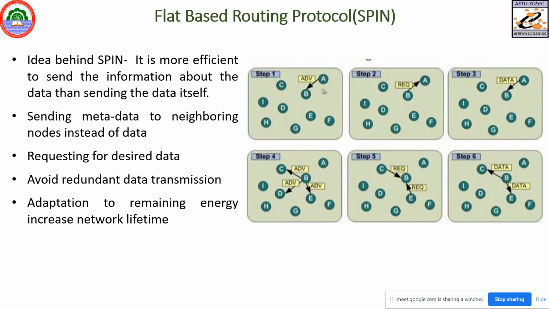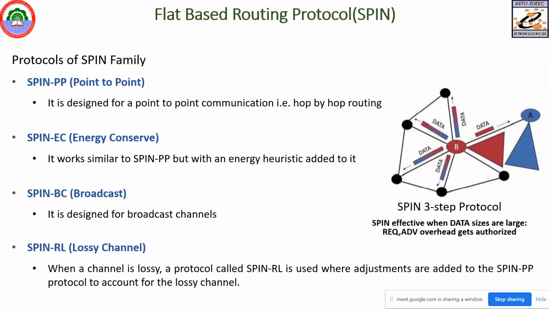So this is the basic ideology of the SPIN protocol, but this is the basic protocol. So later they improved this protocol based on the category of data, based on the structure of the network. We have various versions of this SPIN protocol. As we can see from this slide, when we are having point to point communication, instead of using the basic SPIN protocol, the SPIN-PP version, the point to point protocol version, is useful.